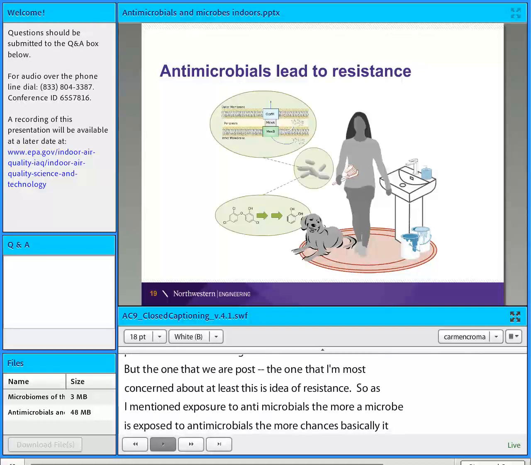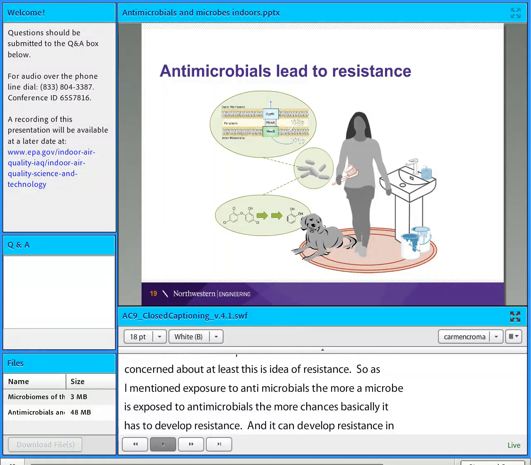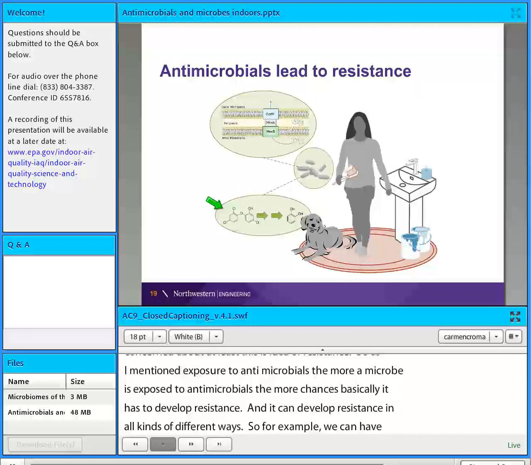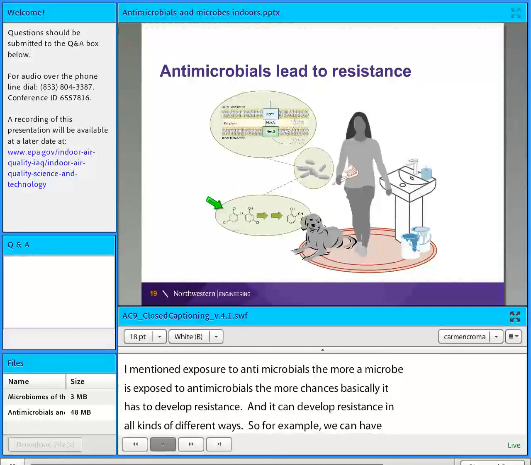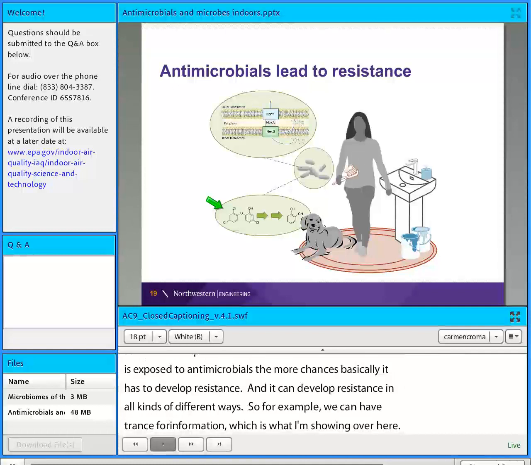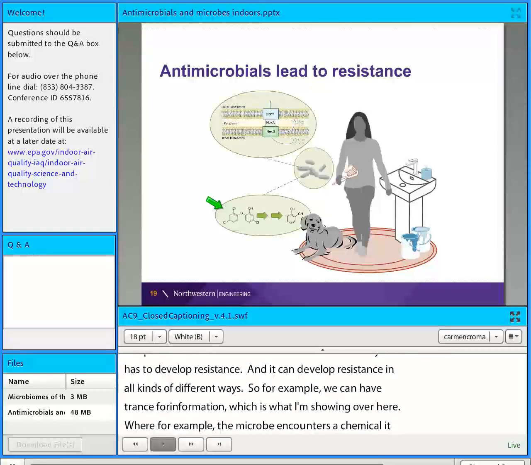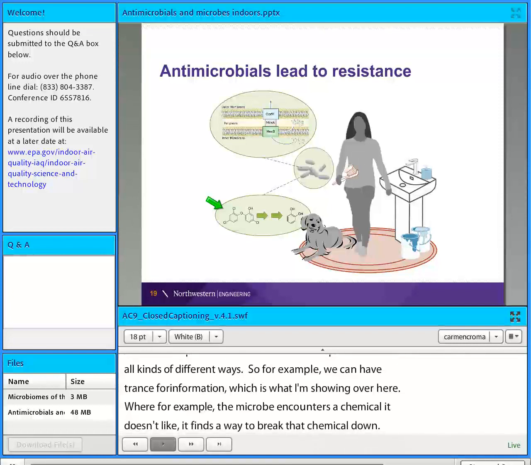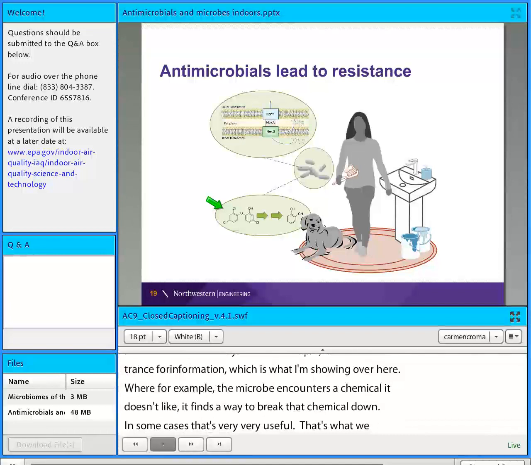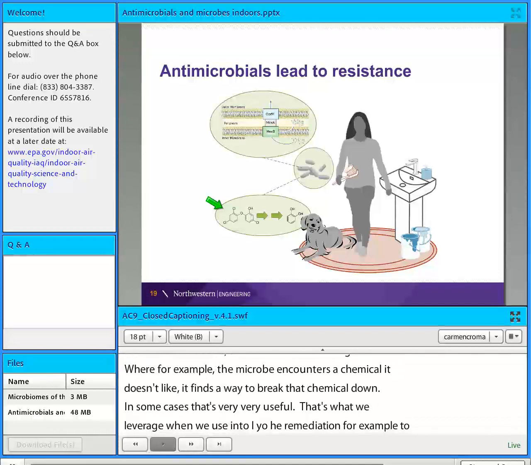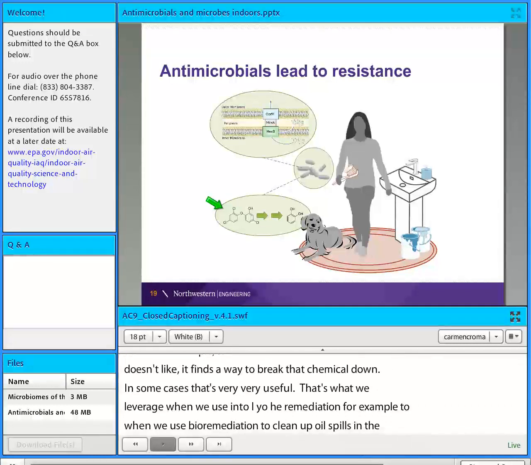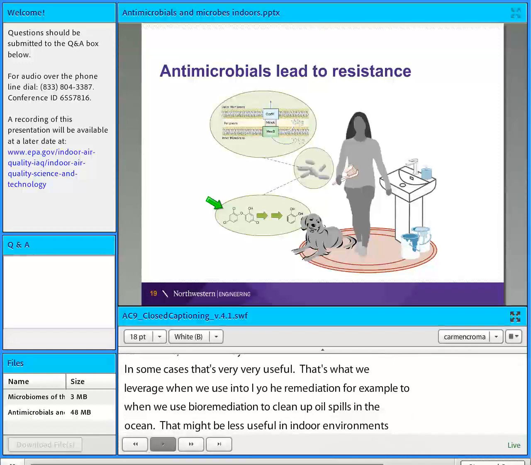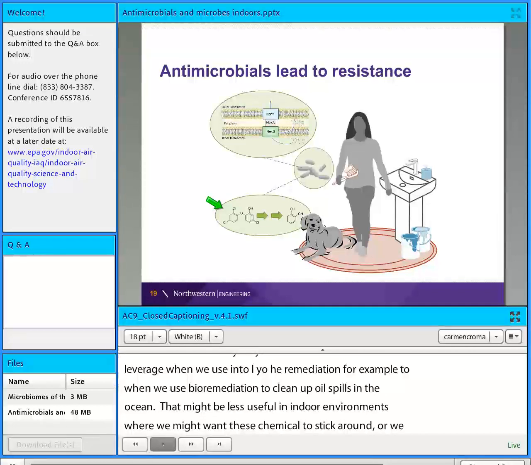And it can develop resistance in all kinds of different ways. So for example, we can have transformation, which is what I'm showing over here, where the microbe encounters a chemical that it doesn't like, and it finds a way to break that chemical down. And in some cases, that's very, very useful. That's what we leverage when we use bioremediation, for example, to clean up oil spills in the ocean. That might be less useful or less desirable in indoor environments where we might want these chemicals to stick around, or we might not want to be exposed to the degradation products.